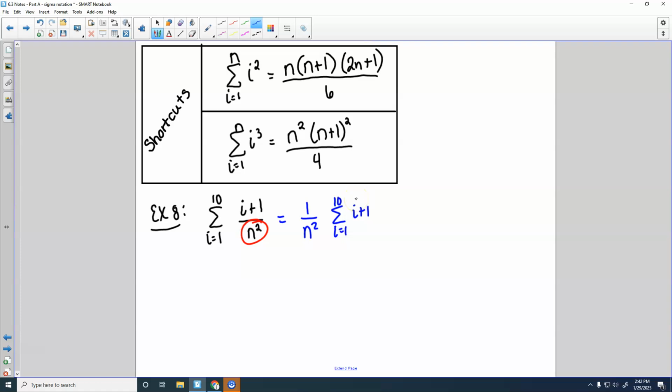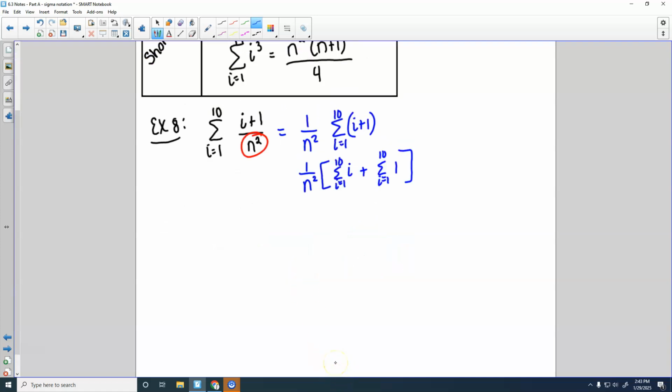Now, you can figure that out by hand. It's not the worst in the world to figure out by hand, but I want us to use shortcut rules for this. So, when I'm doing this sum of these two things right here, I could break it up into the sum from 1 to 10 of I plus the sum from 1 to 10 of 1. I could break up those sums. And then I can use my shortcut rules to answer this part of the problem. So I'd have 1 over n squared. It just hangs out front. It's going to be there the whole time.